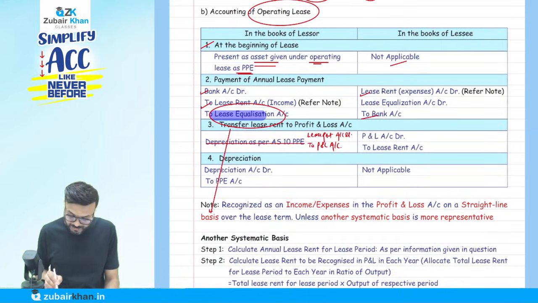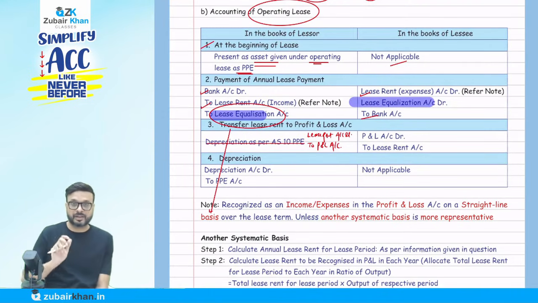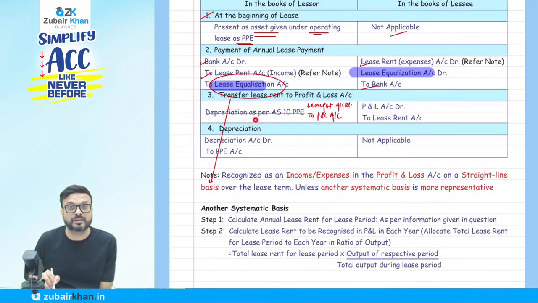Now you will ask me, sir, what is this lease equalization? I will explain that here. But for one party it is income, for another party it is an expense. Now, as it is recorded as an asset in the books of the lessor only, he is going to charge depreciation. So this is not the entry of depreciation, sorry, it is: transfer lease rent to P&L.